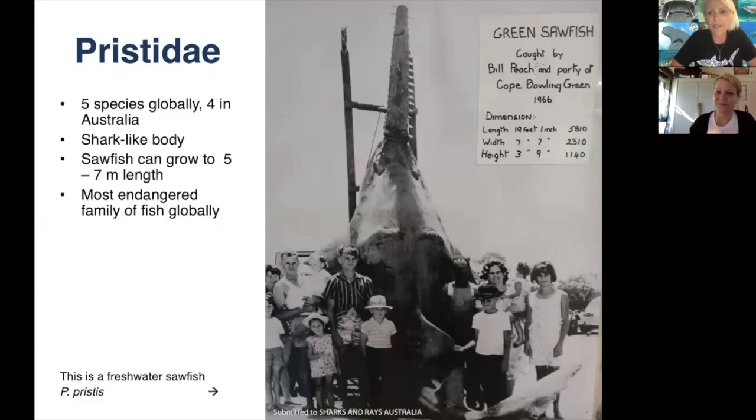So we'll finish off. Hang on, we got one more. Hang on. What method is the safest way to capture a sawfish for your research? From Barb.